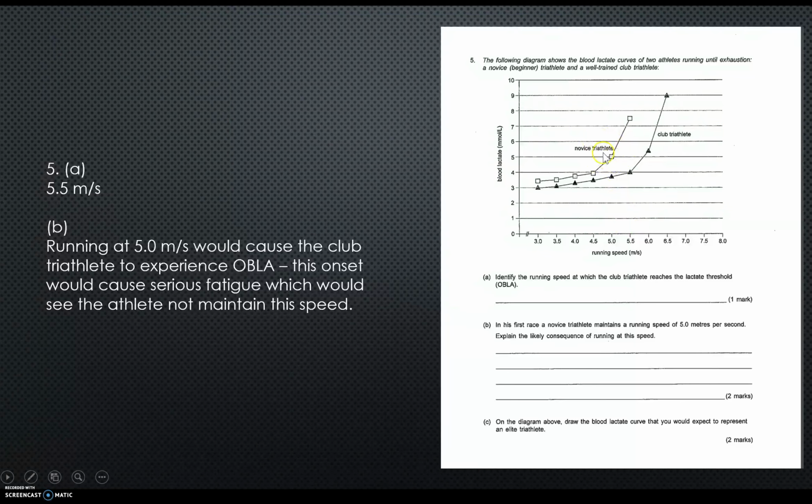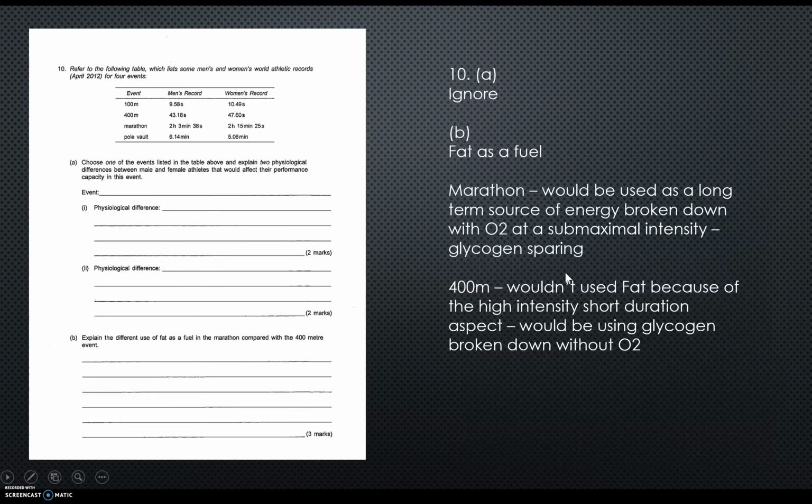Explain the consequence of running at that speed. So we can see the OBLA occurs because we have an increase in blood lactate. What happens if OBLA occurs? We get a serious onset of fatigue, which the athlete would not be able to maintain that running speed. For an elite athlete, you'd probably get a curve that, if you follow my cursor, would go up like that, where they could run at a higher meters per second before they would experience OBLA. Refer to the table which shows the men and women's world records.